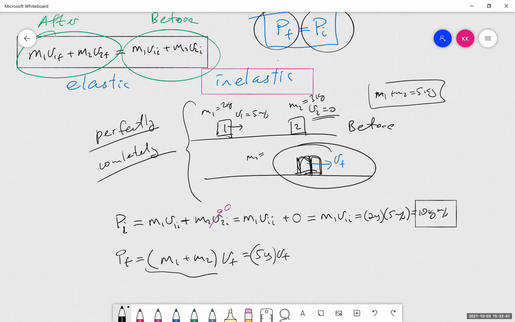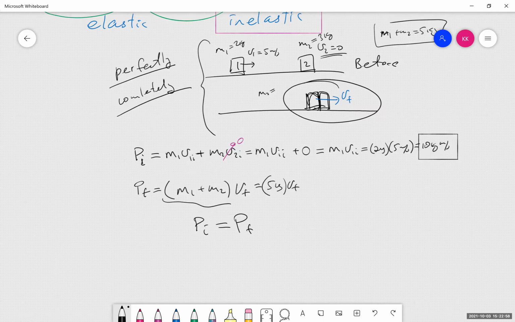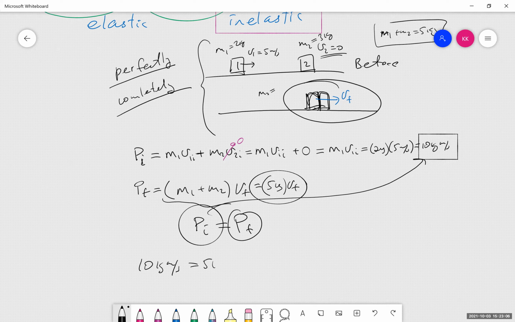We don't know what the v final is. We don't know the velocity of this object after the collision. But I know one thing: because there is no friction, it's a conservation of momentum. That means the momentum of the system before and after are exactly the same. Which means I can say the momentum of the system before is 10 kilograms meters per second, and the momentum of the system after is 5 kilograms times v final.